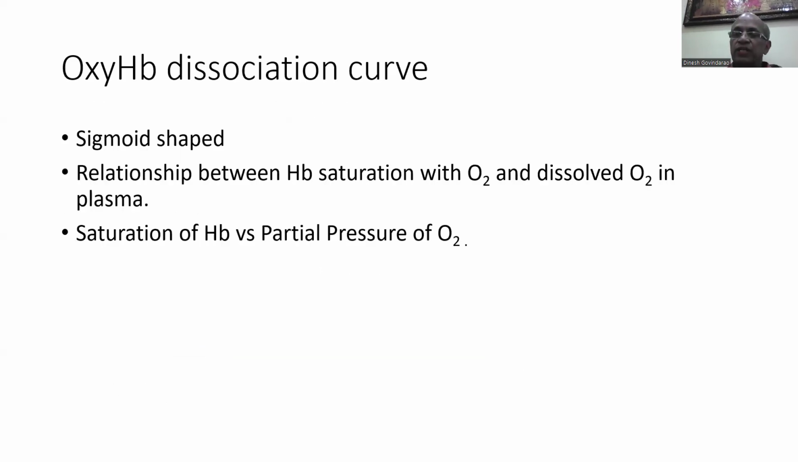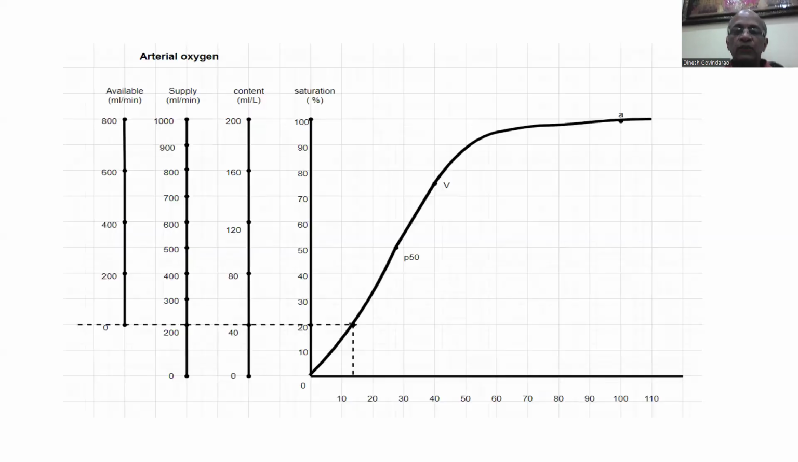The association or dissociation of oxygen to the hemoglobin is represented in a curve which is sigmoid shaped. It shows the relationship between saturation of hemoglobin with oxygen and the oxygen dissolved in the plasma. So it is a plot of saturation of hemoglobin versus the partial pressure of oxygen in the mixture. This sigmoid shaped curve mainly has 3 points: the arterial point, the venous point, and the P50. On the x-axis is the partial pressure, and on the y-axis is the saturation of hemoglobin.